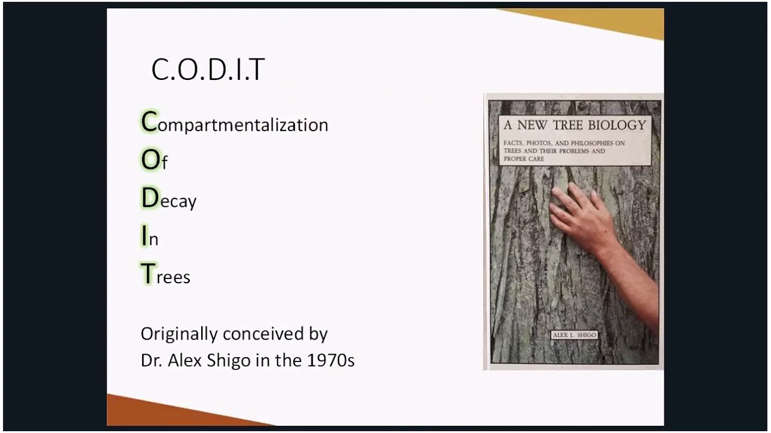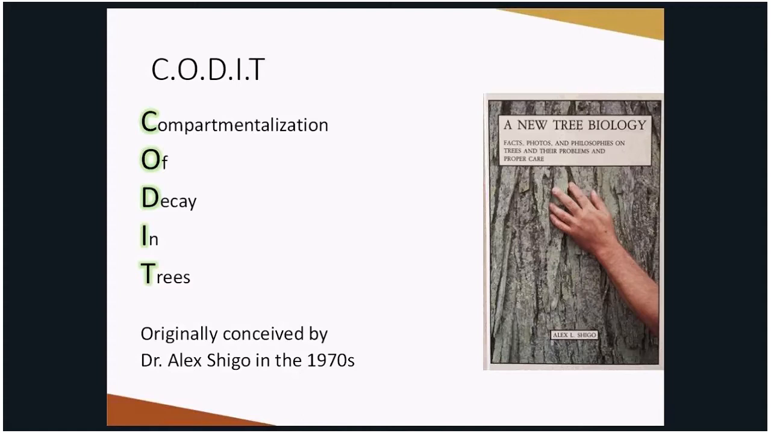So probably the biggest theory in arboriculture, or our current understanding, is explained by the CODIT model, which was developed by Dr. Alex Shigo back in the 70s, and CODIT stands for Compartmentalization of Decay in Trees. Here you can see a picture of the cover of Dr. Shigo's main book on CODIT, and I really encourage, if this type of stuff interests you, read Dr. Shigo's book. It is super interesting.